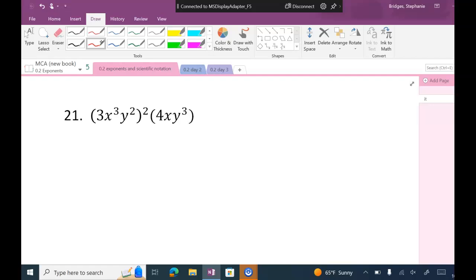Okay, parentheses next to each other mean to multiply. So what I need to do now is multiply 9x to the 6th, y to the 4th, by 4x, y to the 3rd. And we're just multiplying. We're not distributing anything, we're just multiplying the like parts. What is 9 times 4? Okay. If I do x to the 6th times x to the 1st, that's going to give me x to the 7th, because we add. And then y to the 4th times y to the 3rd is going to give me y to the 7th. Any negative exponents? No. No fraction, nothing to simplify, so that is exactly how we leave our answer.